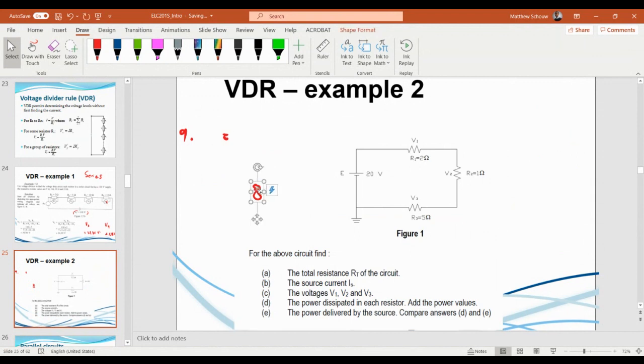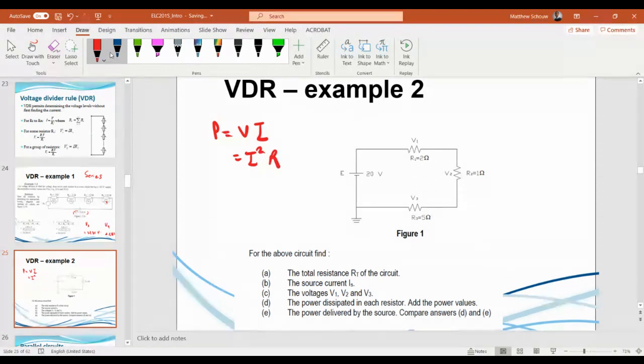So if you look at this here, you can have power equals voltage times current. Alternatively, you can have it as I squared R. So that's the electrical power produced by something. So we can try and quickly do this. Our current was 4 amps, right?